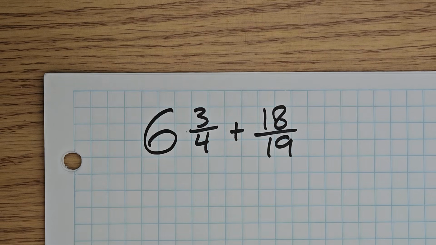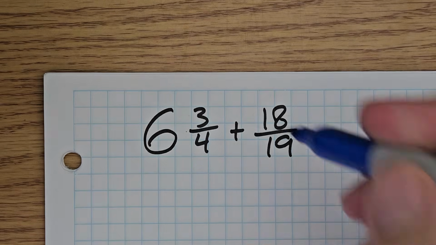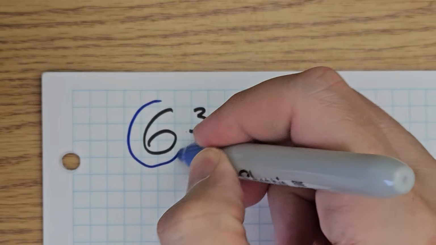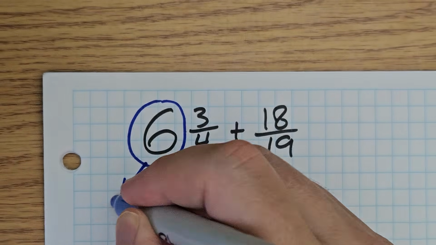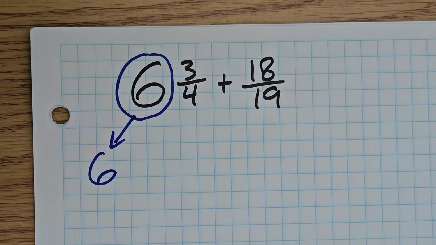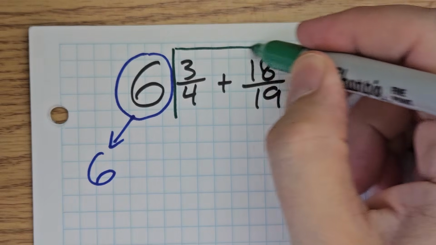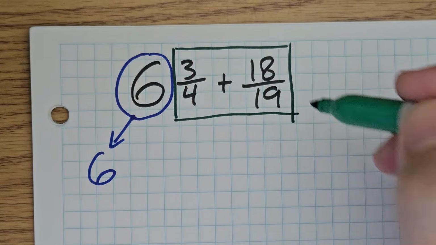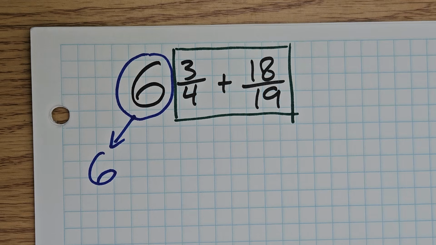Well, let's talk about the whole number, 6, and same if there was a whole number as part of the second number. I'm just going to take that and set it to the side, and I'll bring it back at the end. The main event here that I want to pay attention to is adding the fractions. So this is really going to focus on fraction addition.